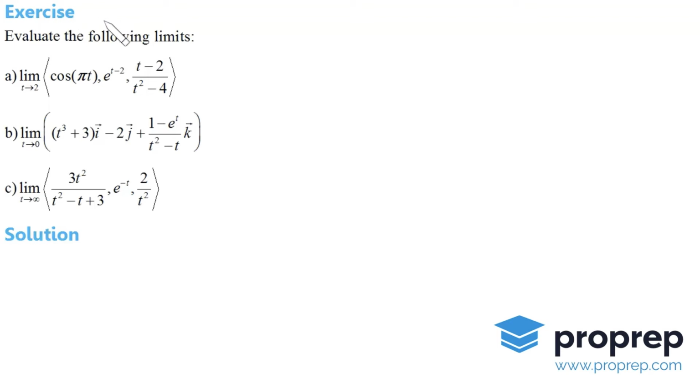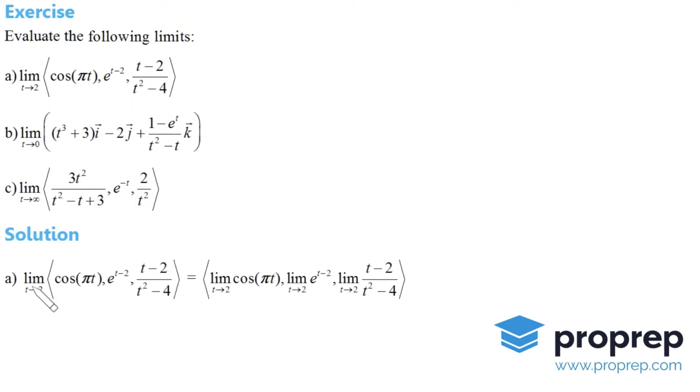In this exercise, we have to compute the following limits. There are three of them, and each of them is a 3D vector. And what we do is we take the limit component-wise. Let's start with A. What I've done is taken the limit and put it inside in each component. So now we have three limits to compute.